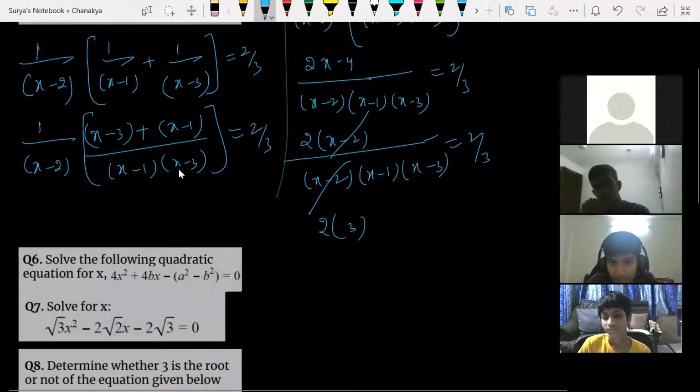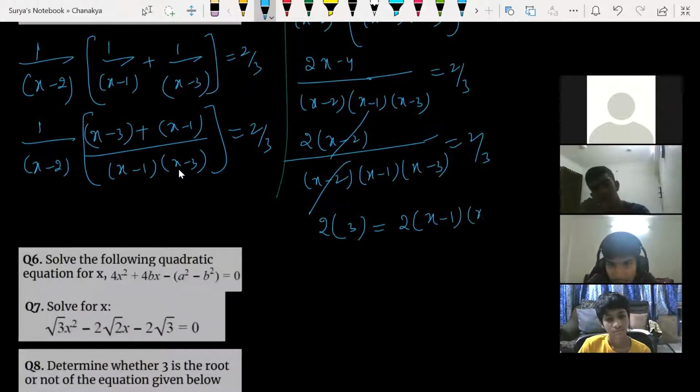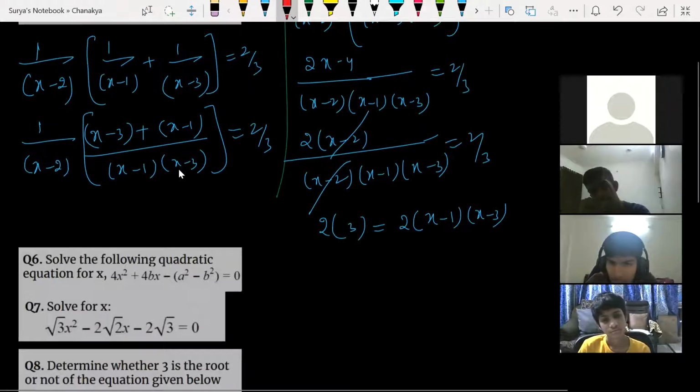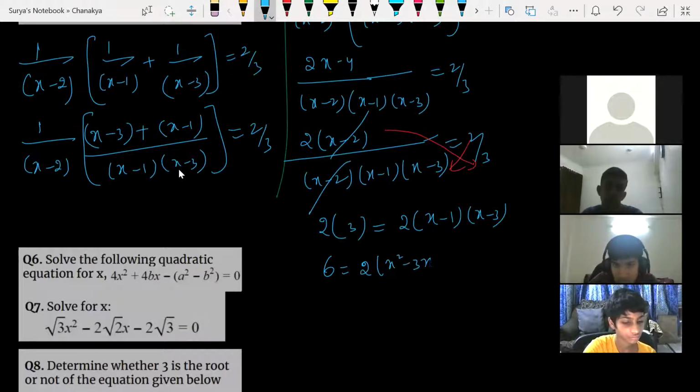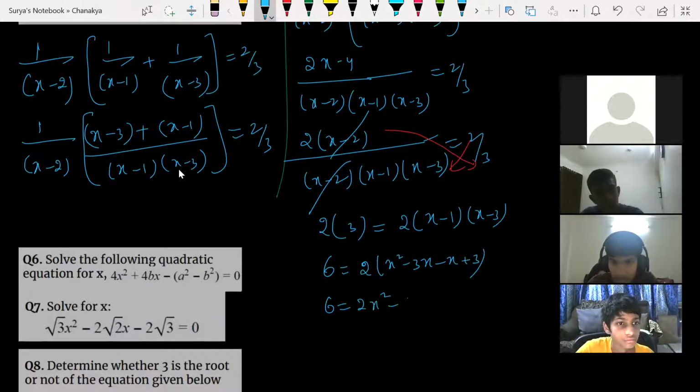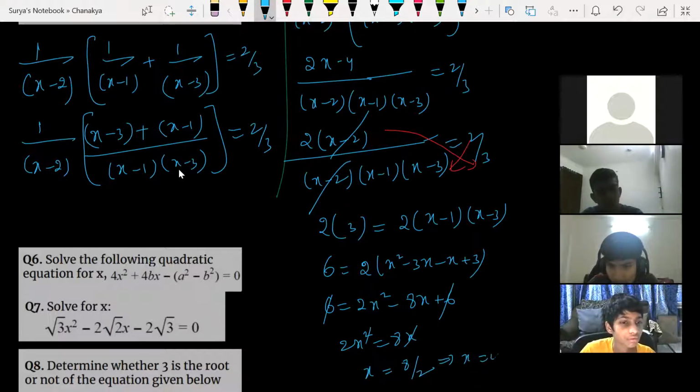So 2 into 3 is equal to 2 into x minus 1 into x minus 3. I'm again doing cross multiplication here. So this part into this part into this part. Clear? So 2 threes are 6, is equal to 2 times x square minus 3x minus x plus 3. So 6 is equal to 2x square minus 8x plus 6. 6 will get cancelled. 2x square is equal to 8x. x will get cancelled. x is equal to 8 by 2. So x is equal to 4 is the answer.